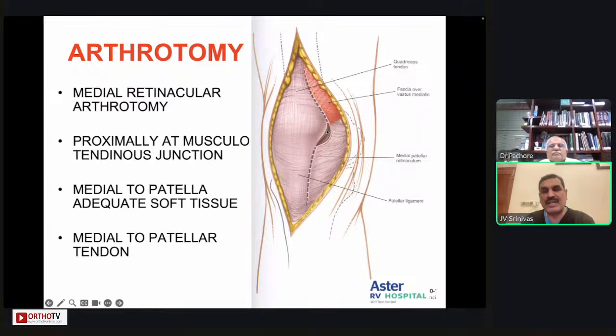Then in the mid part, 1 or 2 centimeters away from the patella, so that the closure is good. Inferiorly, come down to the medial to the tibial tuberosity. So whenever you're doing a stiff knee, proximally open up as much as possible.